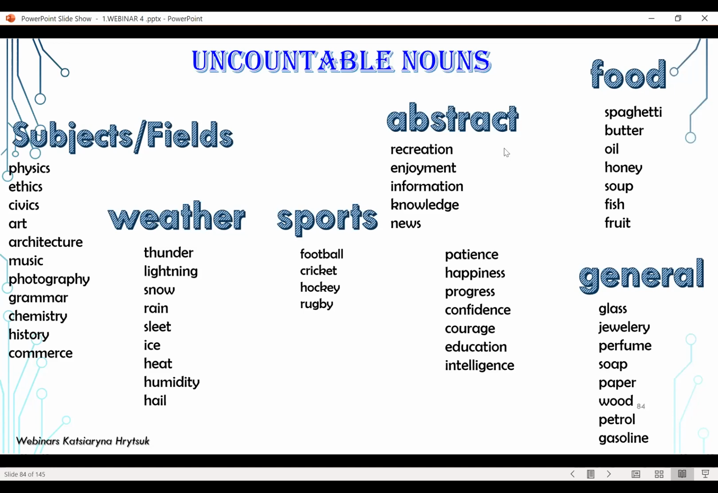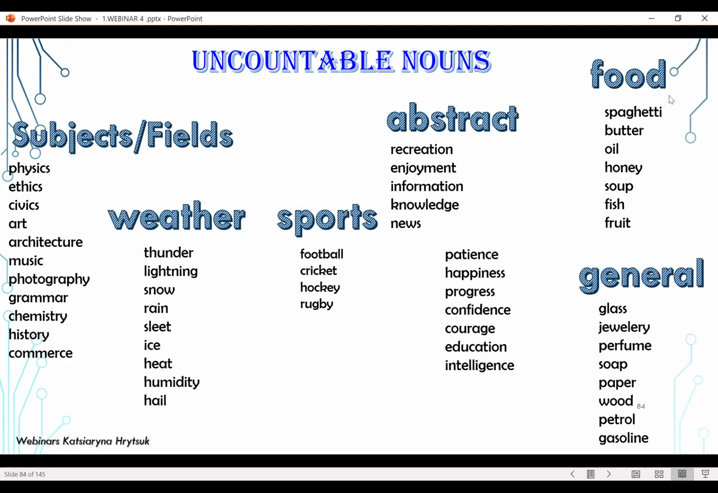Recreation, enjoyment, information, knowledge, news. Okay, continue. Patience, it's a noun. Progress, confident, courage, education, intelligent. Intelligence. Intelligent.